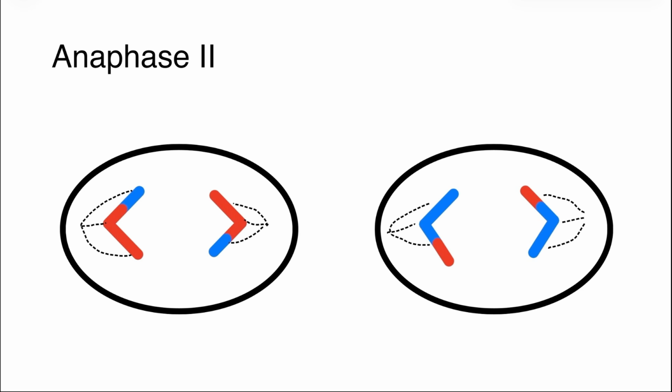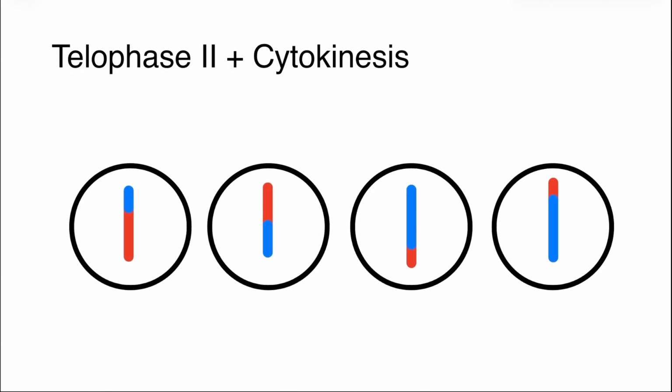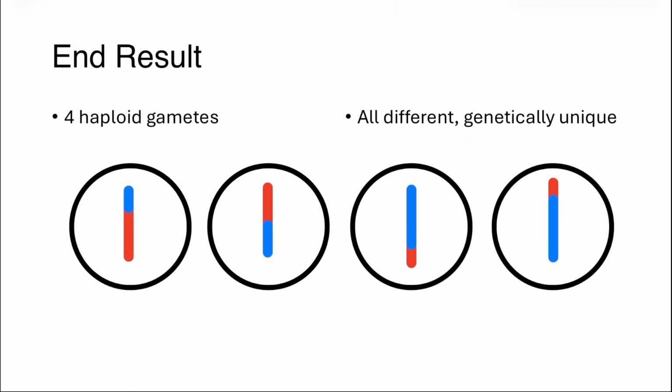In anaphase II, sister chromatids finally separate and move to opposite poles. This is the step that looks most like mitosis. In telophase II and cytokinesis, each of the two cells divide again, producing four haploid cells. The final outcome is four haploid gametes.